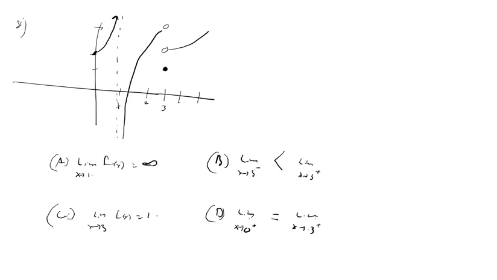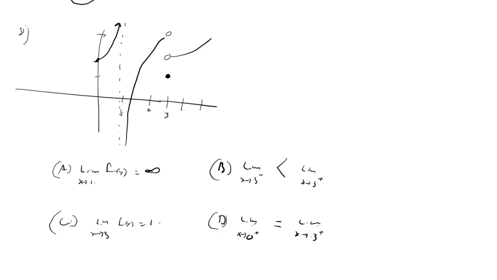Limit as x approaches 1 is infinity. Is that true? Well, one side, here's 1. One side definitely goes to infinity, but the other side does not. So since they're separated, this does not equal infinity. In fact, it equals DNE. The limit does not exist at 1 because they both go in different directions. We talked about infinity limits, how they go in different directions. That means the limit doesn't exist. So it's not letter A.